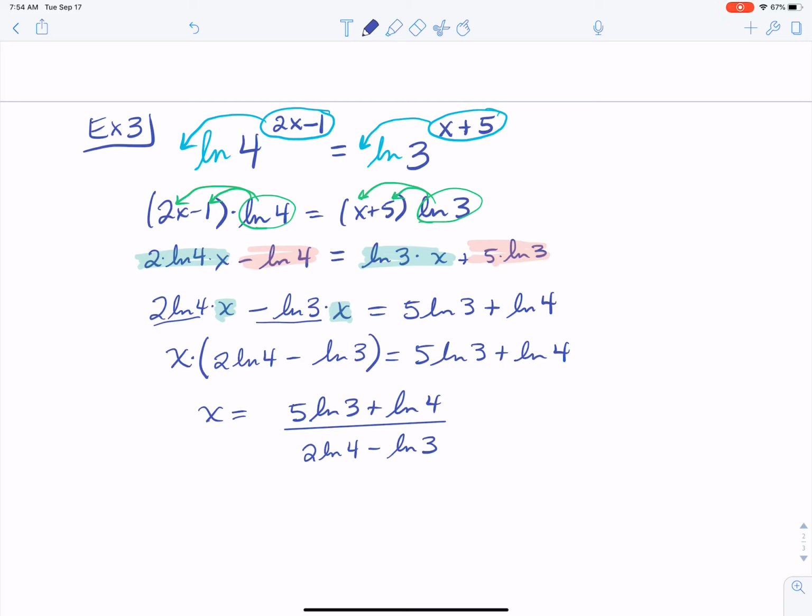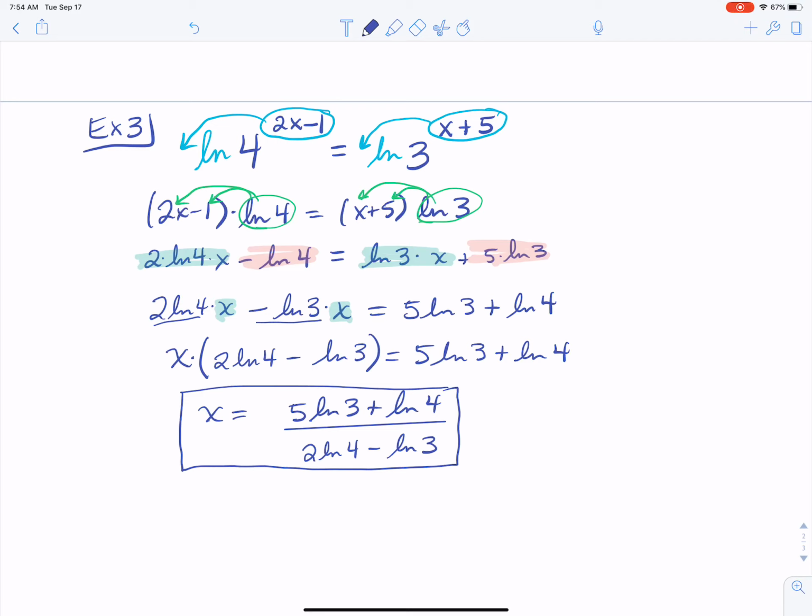If it asks you to leave your answer exact, that is an exact answer. If you are told that you can leave your answer as a decimal, you would just type that into your calculator. I don't know what that is off the top of my head, but we will definitely practice that some more in class.